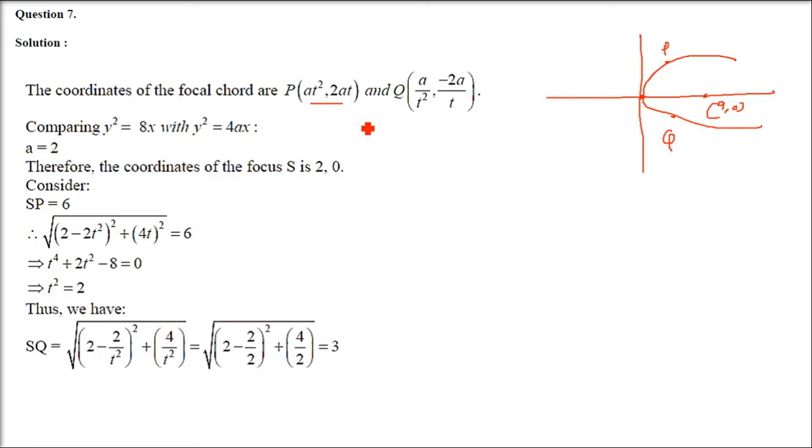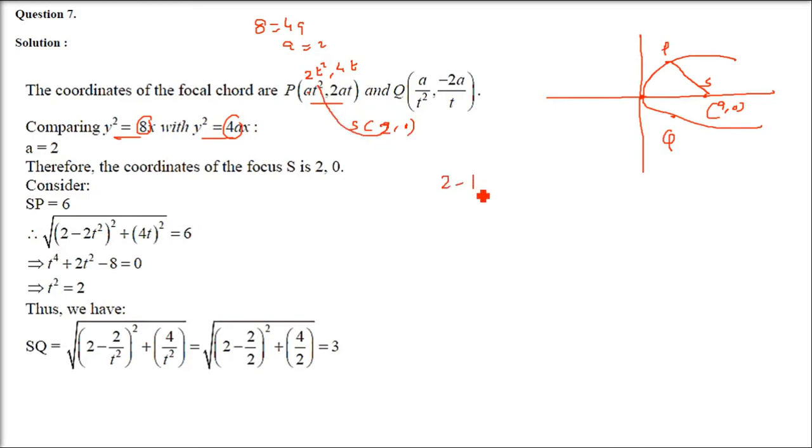Just remember what we have done in the previous question. You can carry forward that information and solve this. S is (a, 0). First let us find a. y square equals 8x and y square equals 4ax, so 8 is equal to 4a, a is 2. Now the coordinates are known. (a, 0) you will write as (2, 0). at square you will write 2t square. 2at you will write 2 into 2, 4t. a by t square is 2 by t square, and minus 2a by t is minus 2 into 2, that is minus 4 by t. So wherever you have a, just replace this a by 2. This is what you are going to do.